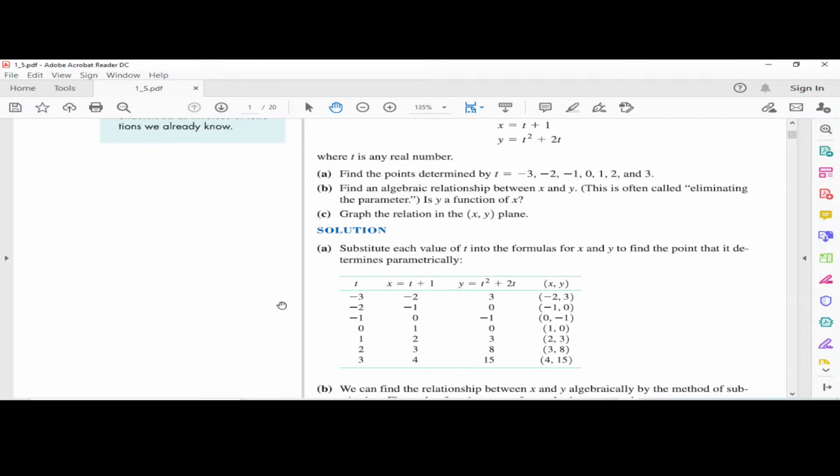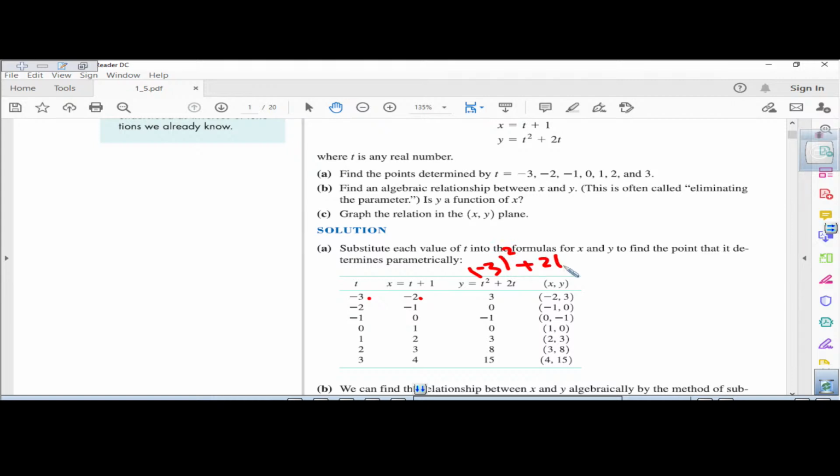So they said, for example, if t is -3, so what is x? Well, x is t plus 1. So -3 plus 1 is -2. What is y? Well, y happens to be t squared plus 2t. So -3 squared plus 2 times -3. How much do you think I'm going to get? What is -3 squared? 9. And then you got 2 times -3, that's -6. So 9 minus 6 basically, and you're going to get 3.